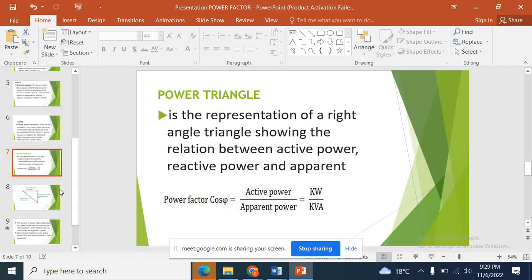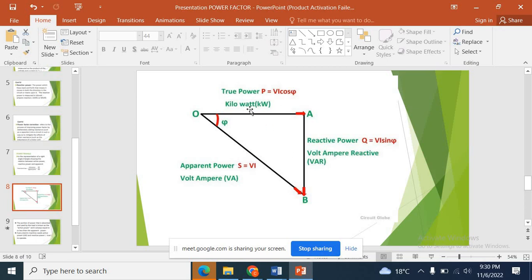Now let's look at the triangle itself and how these terms are represented in a right angle triangle. This is our right angle triangle, and from this triangle you can see this is the true power, which is also known as the active power, represented by letter P. This is the apparent power, which is the hypotenuse of the triangle. This is the reactive power, which is the adjacent part of the triangle.